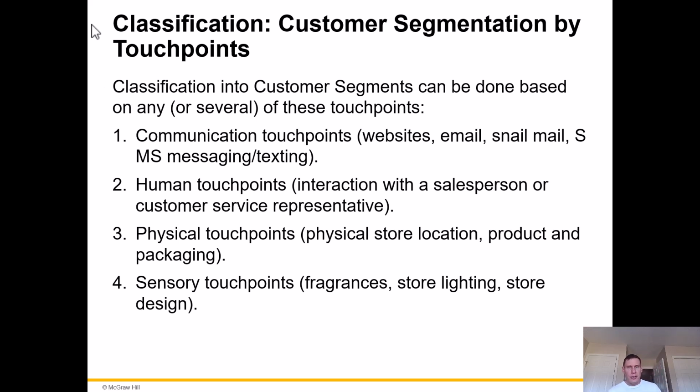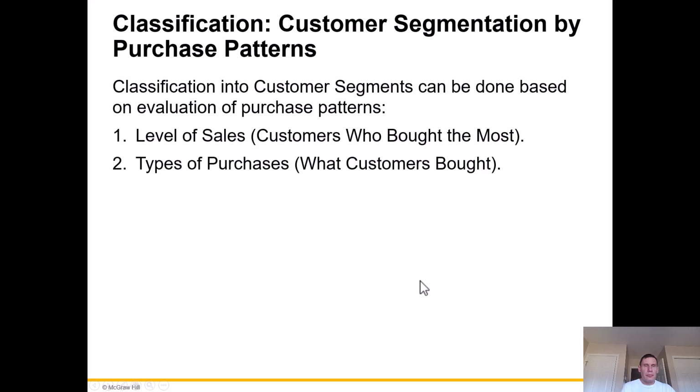So classification into customer segments can be done based on any, and this isn't an exhaustive list, obviously, these are just some examples of touch points. So number one, communication touch points, like websites, email, snail mail, just like regular mail, SMS messaging, etc. Number two, human touch points, interaction with a salesperson or customer service rep. Number three, physical touch points, physical store location, product and packaging. And number four, sensory touch points. So things like fragrances, store lighting, store design could be some examples.